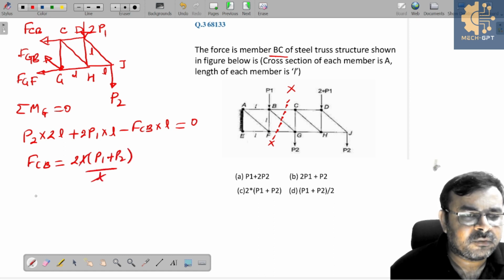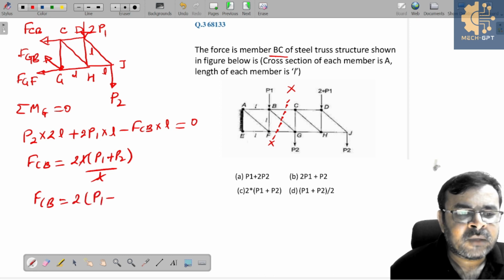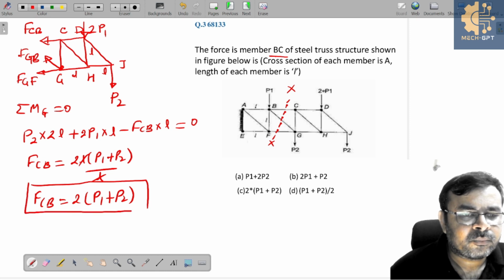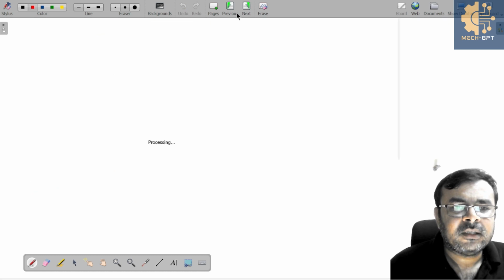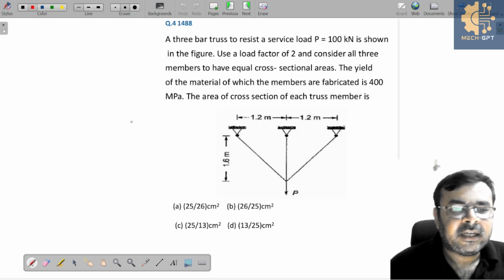So L is cancelled out with this. So simply here we can get FCB is equal to 2 times P1 plus P2. Yes or no? So this is the final solution. Okay, let's see another truss we have.